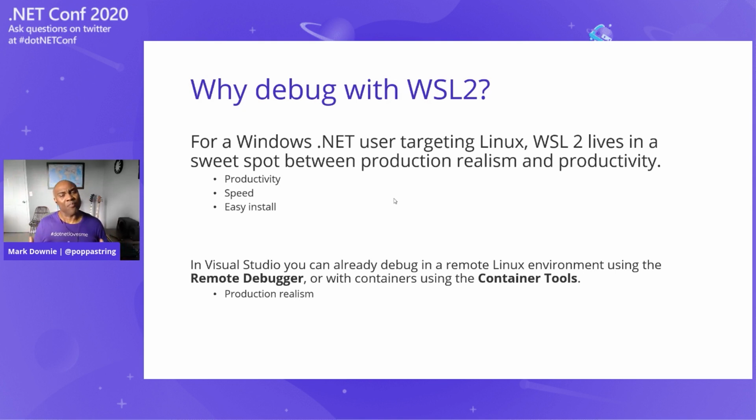So again, if production realism is what you're after, then maybe a container is the best solution. And if you need to connect directly to a production environment, maybe remote debugging over SSH is the better option for you. But if you just need to verify and validate some things locally, quickly, and easily, then we want you to consider Windows Subsystem for Linux 2.